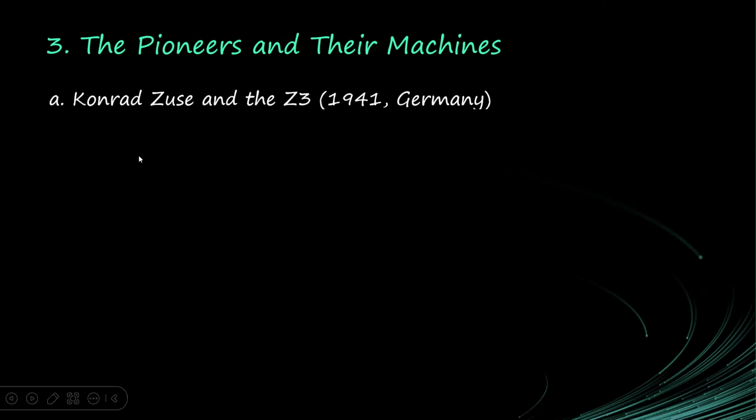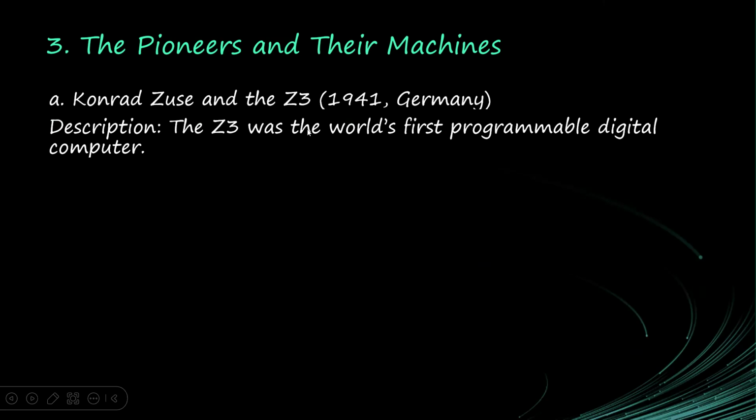So let's talk about the pioneers and their machines. So who are the people who paved the way for electronic devices? Okay, let's talk about them and the machines that they created. Konrad Zuse and the Z3. So Konrad Zuse is the pioneer, the developer, the creator, the inventor of Z3. Z3 was created in 1941, and Konrad Zuse is a German. So this machine was created in Germany. The Z3 was the world's first programmable digital computer.